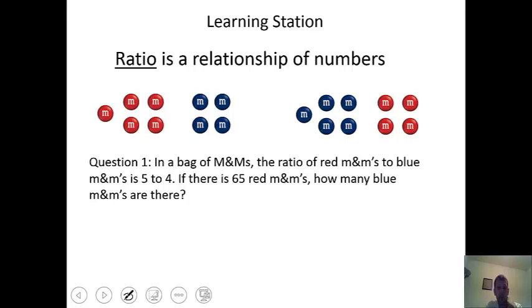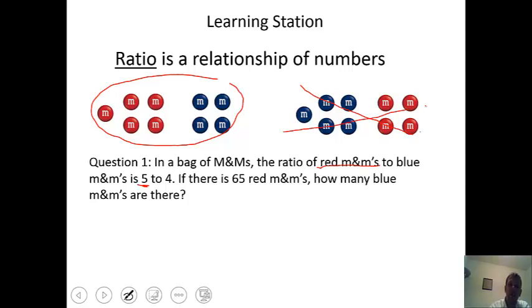So, question number 1. In a bag of M&Ms, the ratio of red M&Ms to blue M&Ms is 5 to 4. Before we move on, which picture above shows the correct ratio? The red M&Ms has to go first, so 5 represents red. So I'm going to circle this one. This is not the correct one. Alright, if there are 65 red M&Ms, how many blue M&Ms are there?